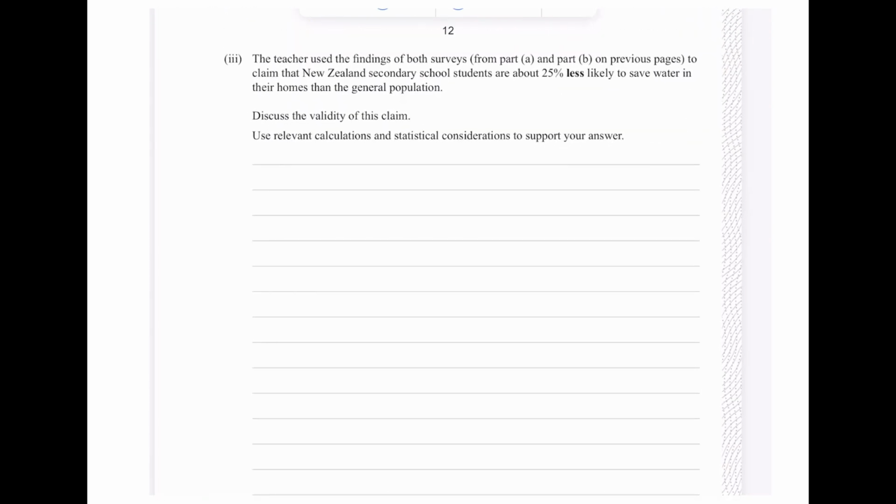Part 3. The teacher uses the findings of both surveys to claim that New Zealand students are about 25% less likely to save water in their homes than the general population. Discuss the validity of that claim.